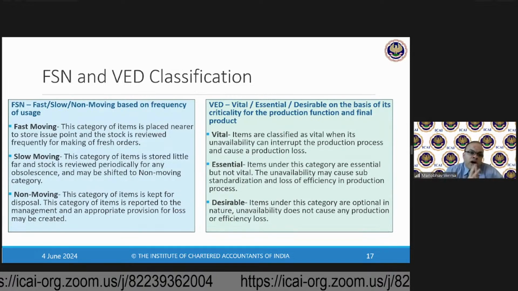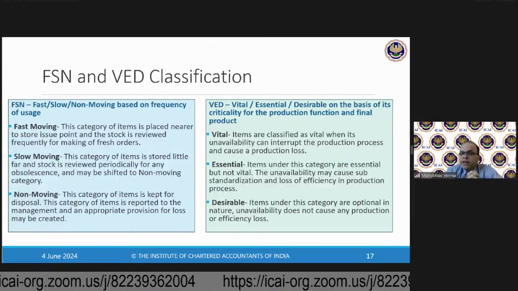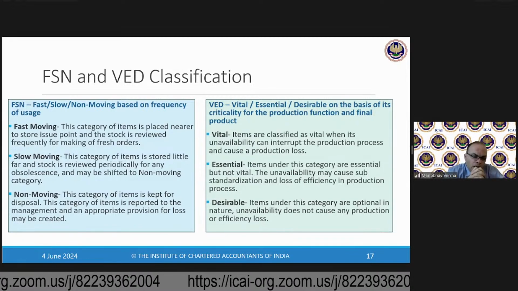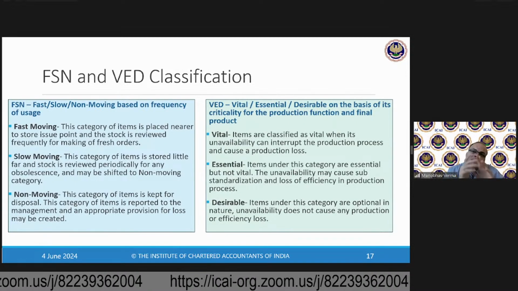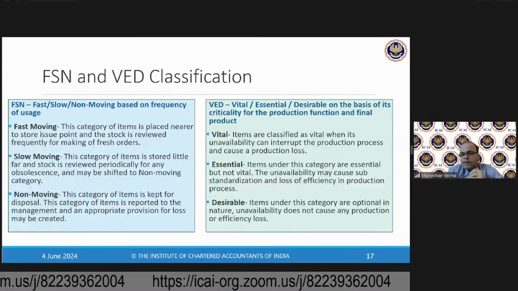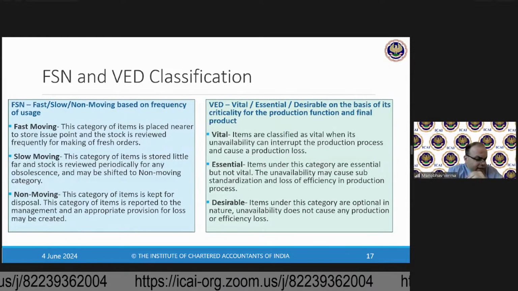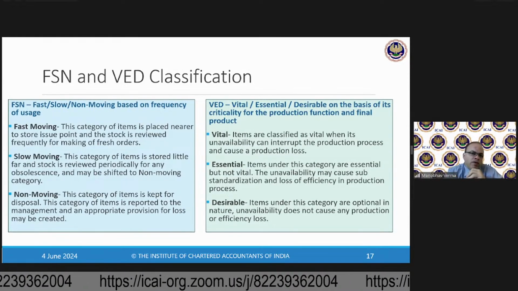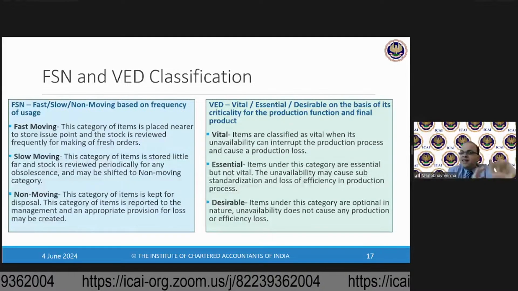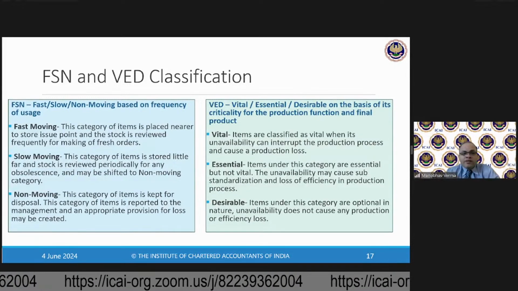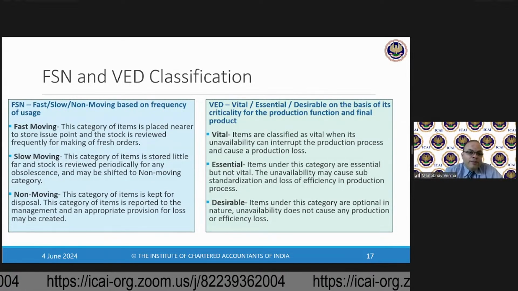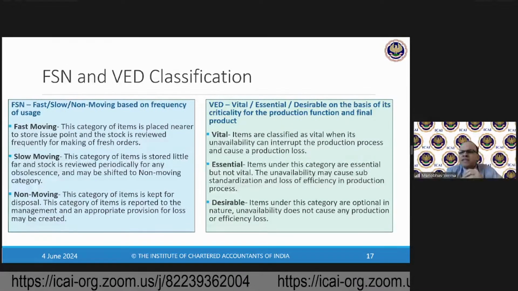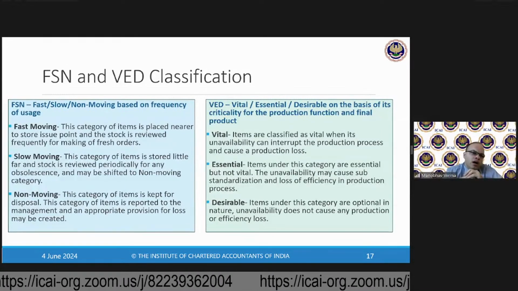There are a few more though, which are divided into two halves here. One is fast, slow, and non-moving, and one is called vital, essential, and desirable. Now, this all depends on the policy of the companies, guys. As I said, in the industry, if you ask about my experience, a lot of companies use ABC analysis. A lot of companies don't mix ABC analysis with ABC costing, though. That we'll be discussing later on.